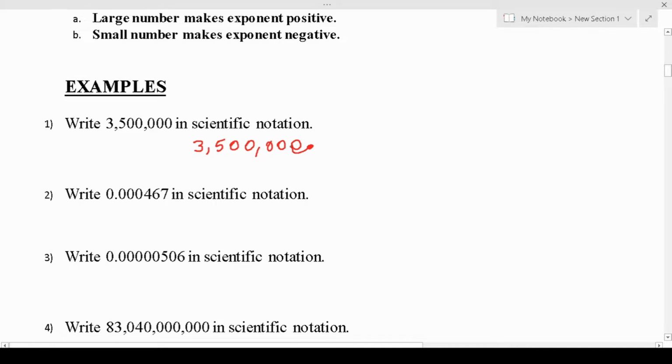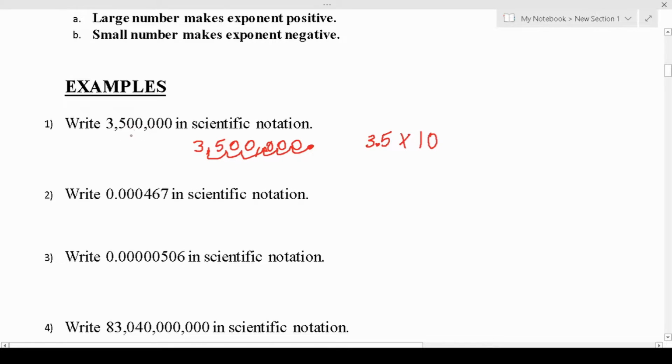That's going to be 1, 2, 3, 4, 5, 6. Okay? Then we're going to write down that number, which is going to be 3.5. We're going to multiply it by 10, and we're going to raise it to either a positive or negative power according to how many times we had to move that decimal.